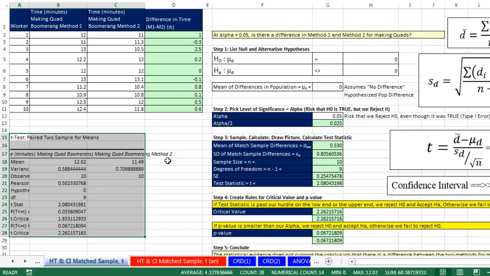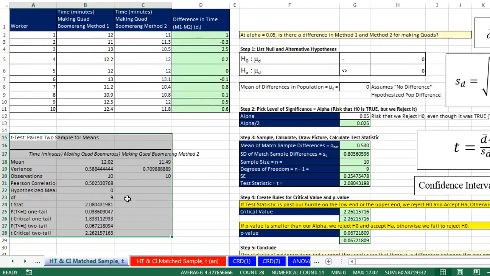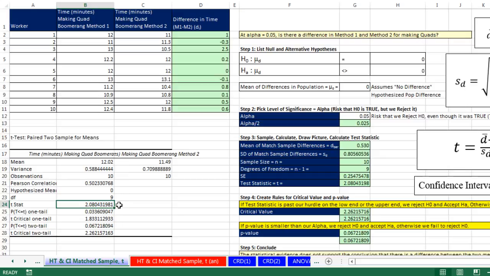Look at that. It actually calculated the mean and the variance of each and the count of each, which we did not do. And down here, if we expand just a little bit, there's our test statistic right there. There's our p-value, and there was our critical value. So pretty amazing, nice, quick, easy way to calculate the important numbers for matched or paired samples.